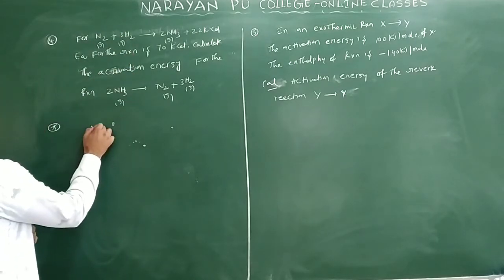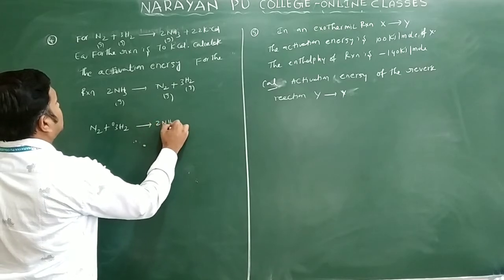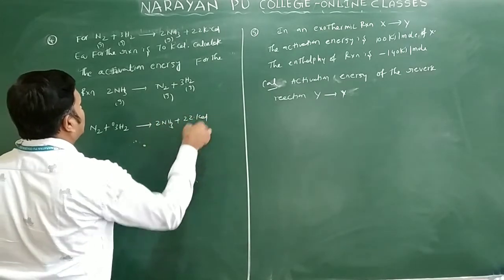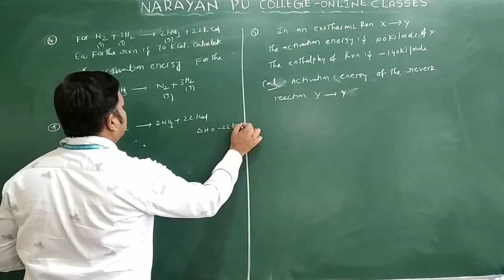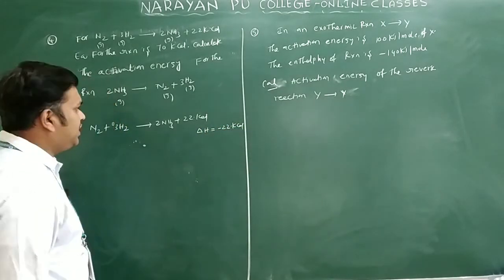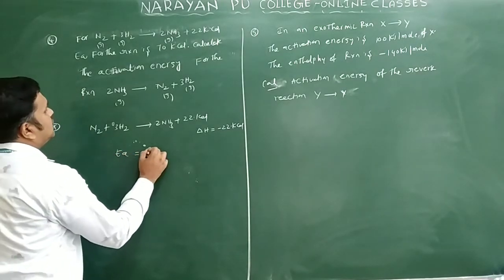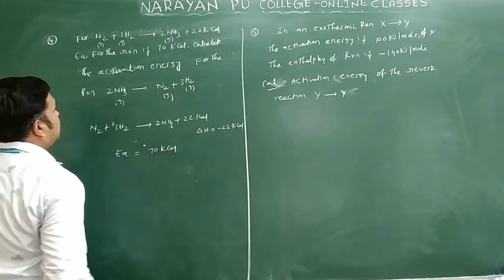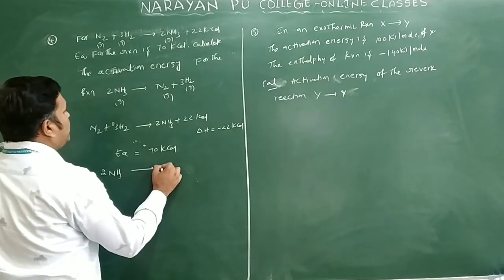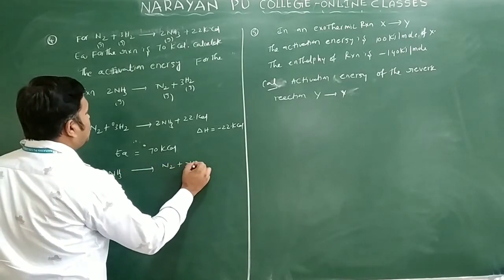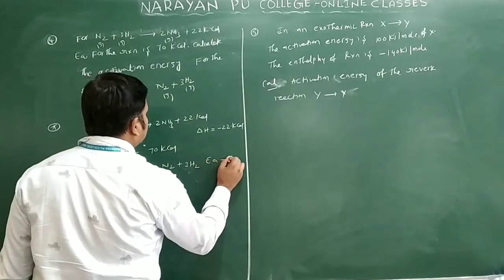What is the reaction, ma? N2 plus 3H2 gives rise to 2NH3 plus 22 kilocalories. I will write here delta H is equal to minus 22 kilocalories because it is an exothermic reaction. Now what equation is given, ma? And one more given is the activation energy, 70 kilocalories. They are asking to calculate the activation energy for this reverse reaction, 2NH3 gives rise to N2 plus 3H2.